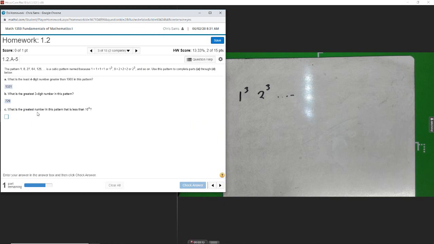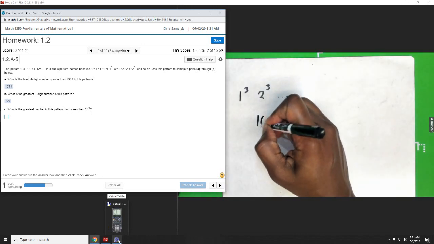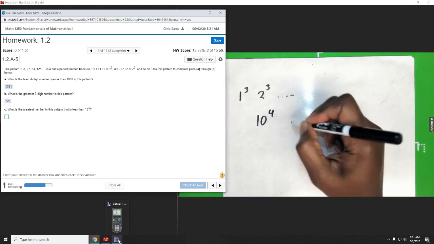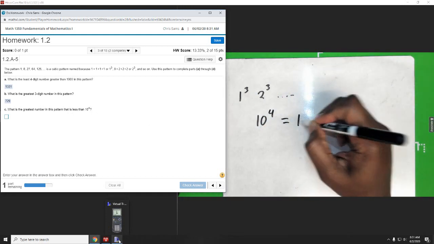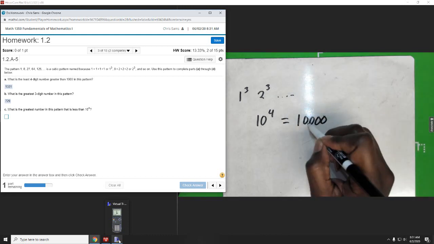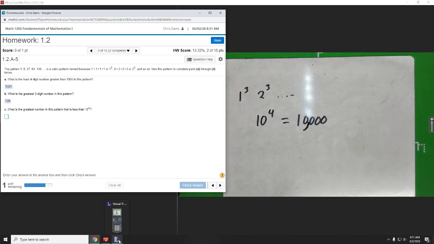Okay, what is the greatest number in the pattern that is less than 10 to the 4th? First we need to find out what is 10 to the 4th. Basically, anytime you're raising 10 to a power, you just add that many zeros. So we'll have 1, then 1, 2, 3, 4, so we got 4 zeros. So we want to know the biggest number in the pattern that is smaller than 10,000.